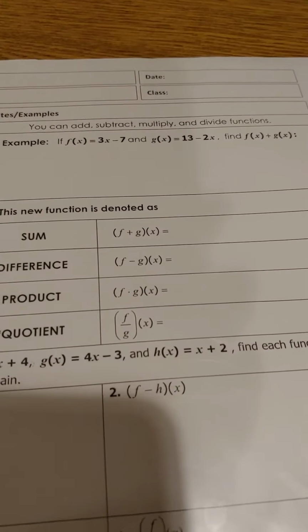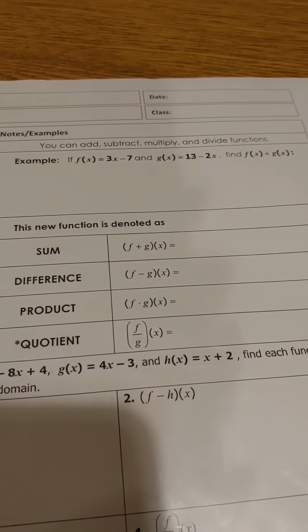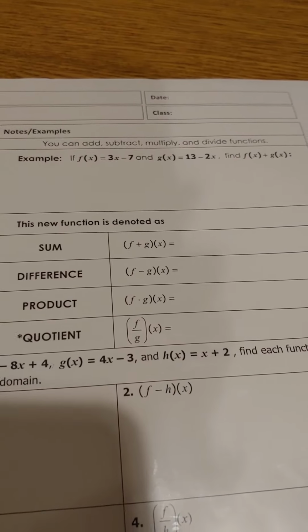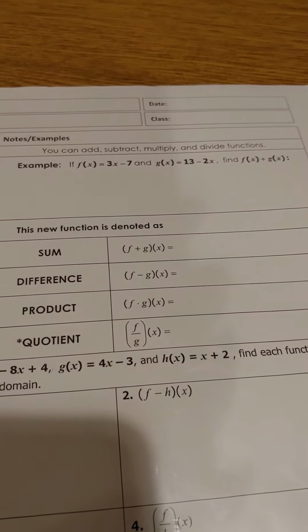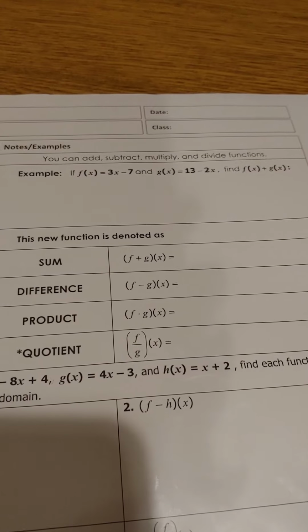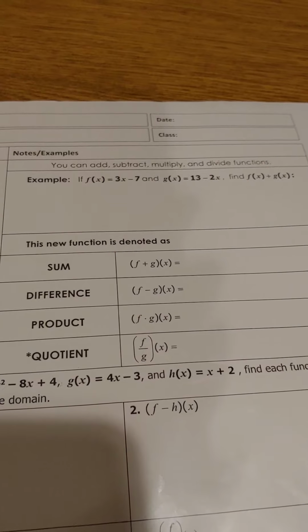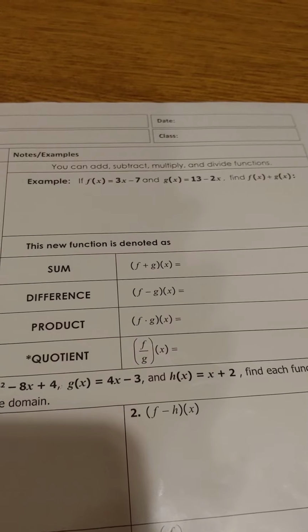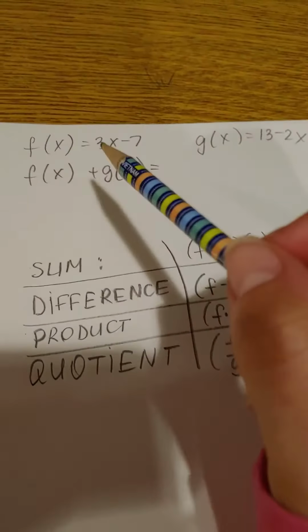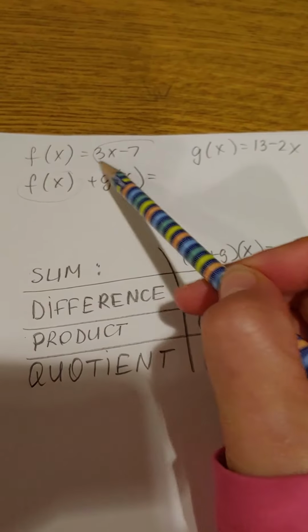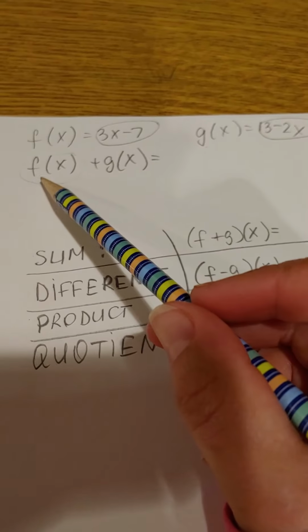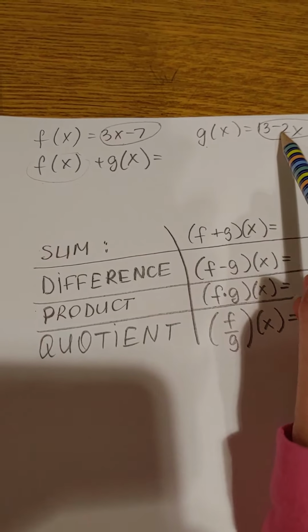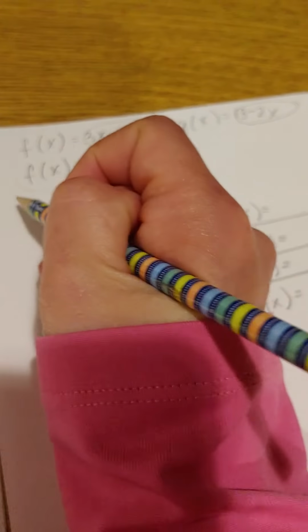Okay, so let's start with operations with functions. You can add, subtract, multiply, and divide functions. For example, if you have f of x equals 3x minus 7 and g of x equals 13 minus 2x, you can find f of x plus g of x. What you have to do is realize that f of x is actually this, g of x is actually this. So we are going to replace f of x with this and g of x with this.